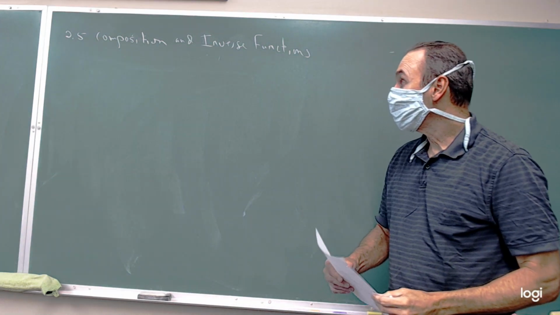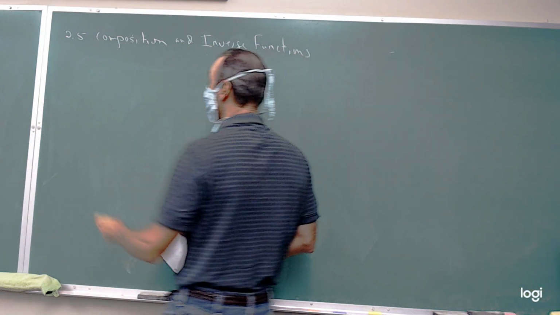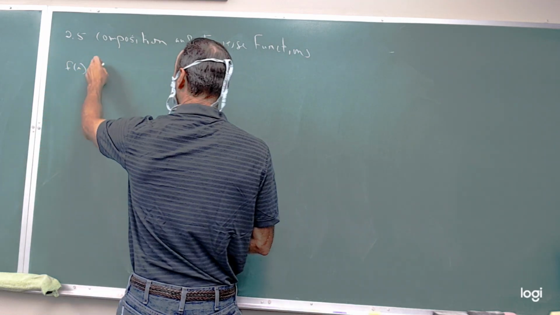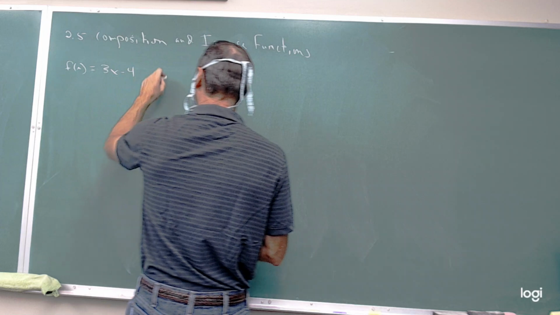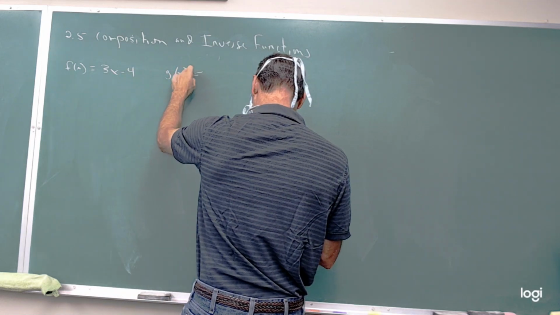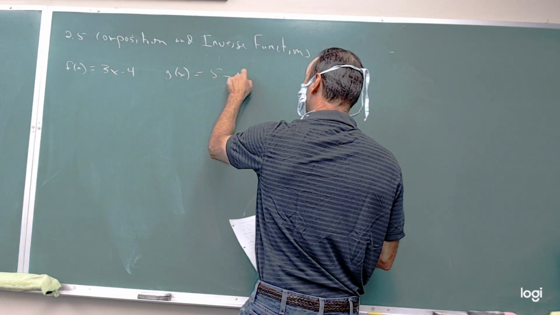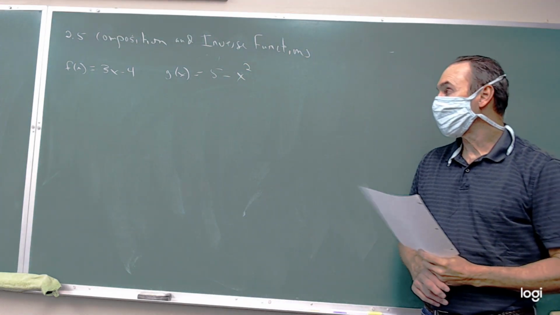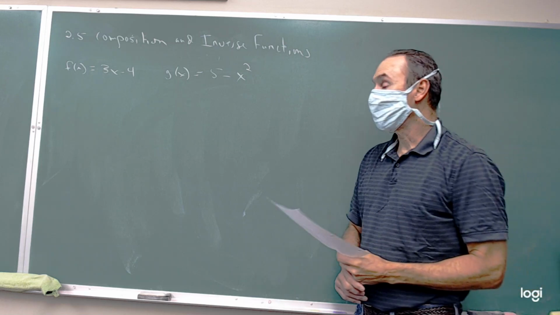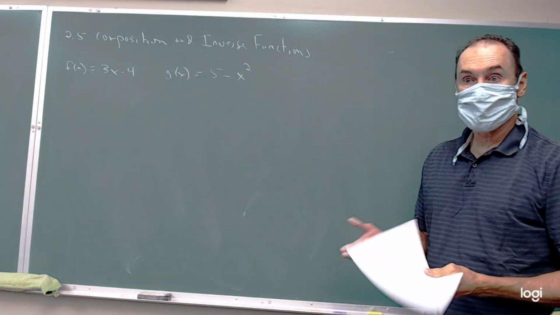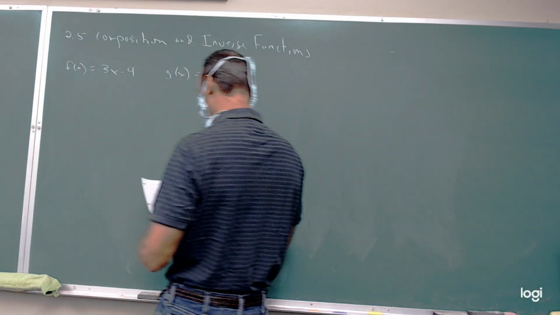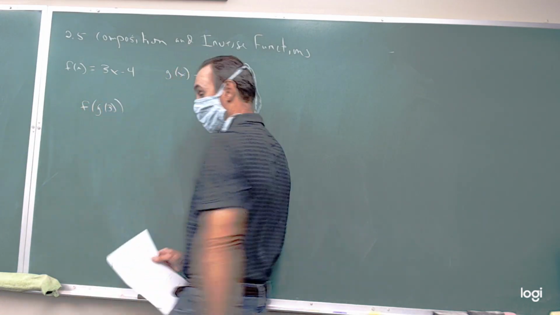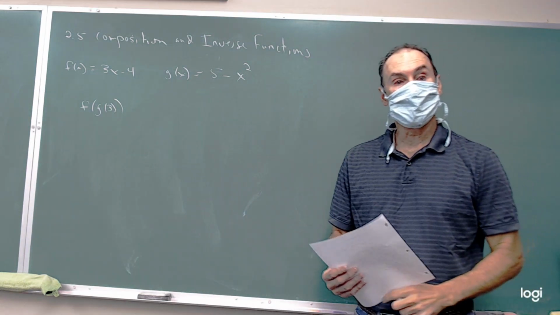So I'm going to give you a couple of equations first. We'll say f of x is going to be 3x minus 4, and g of x is going to be 5 minus x squared. So there's a couple of functions. What we mean by composition is we can create a new function out of two old functions, and we can sometimes evaluate that just at a number. So we'll read that as f of g of 3.